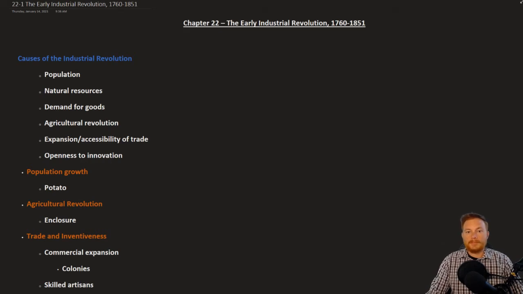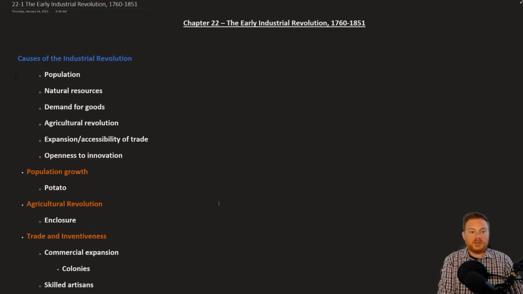All right. This is The Earth and Its Peoples by Richard Bulliet. Chapter 22, The Early Industrial Revolution, 1760 to 1851. We'll be looking at Section 1, Causes of the Industrial Revolution.